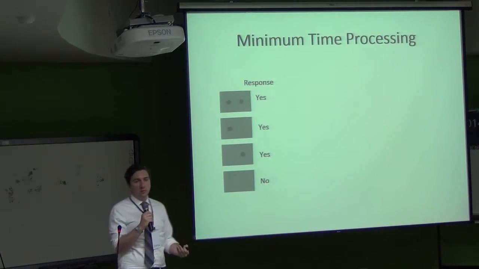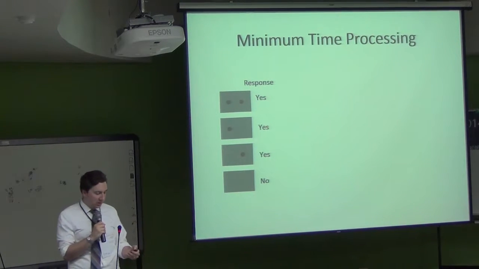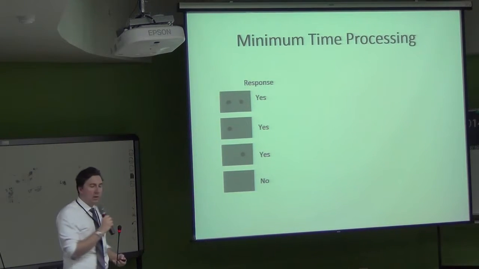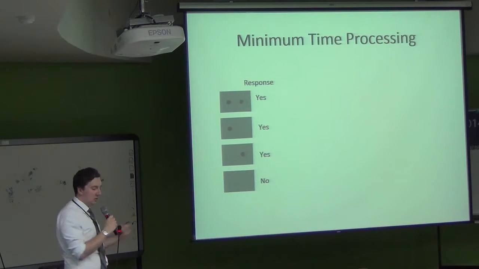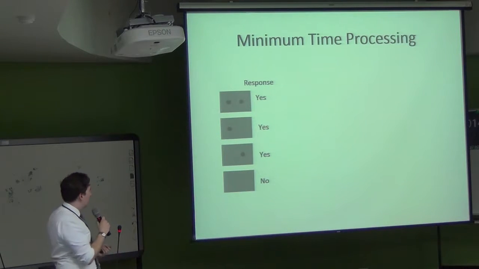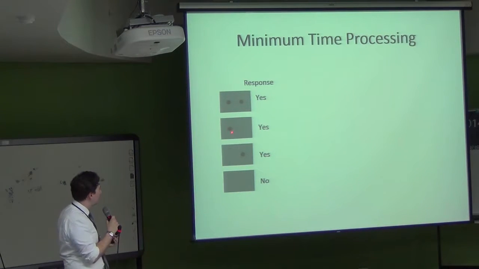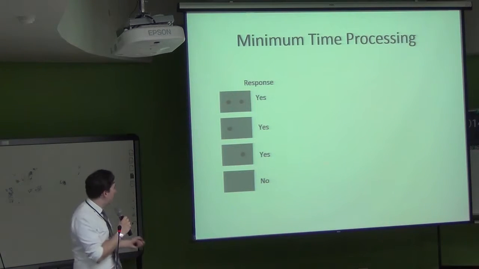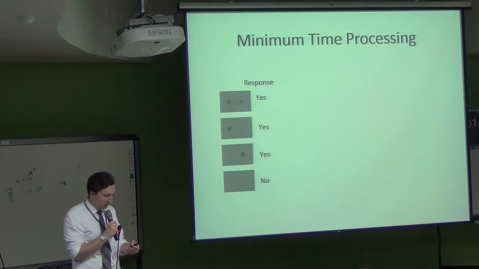To do that, I need to introduce the idea of capacity. In particular, I need to introduce the idea of minimum time processing. So I'll present you with a simple task that you can use to think about these ideas. In this particular task, your goal is to say yes anytime you detect the onset of a dot. The dot can appear either on the left or on the right, or it can appear in both locations, or it might not appear at all. If it doesn't appear at all, you have to respond no, nothing was detected.